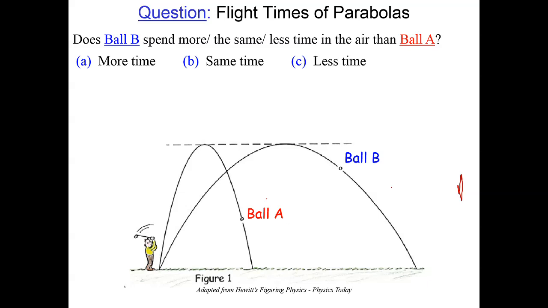Remember, we don't know how hard these balls were hit, right? In fact, we can deduce that ball B was hit significantly harder than ball A. But we don't want to focus on that, because that's more likely to confuse you. So the point is, if they reach the same height, is the hang time more, is it less, or is it the same for the two balls that have the same maximum height?